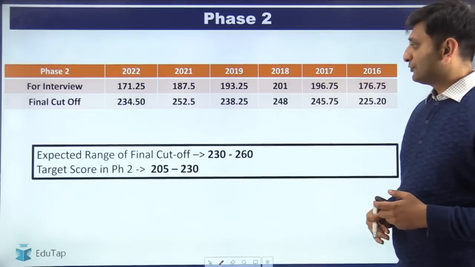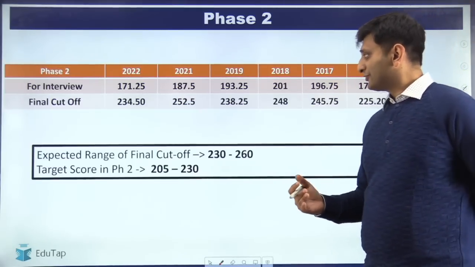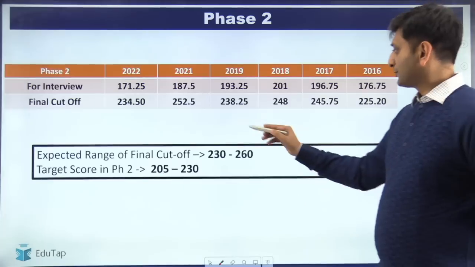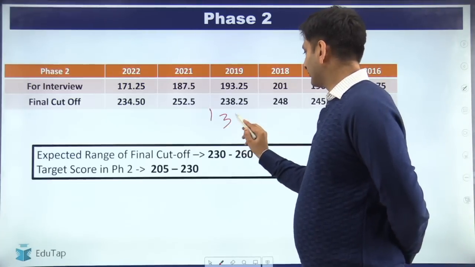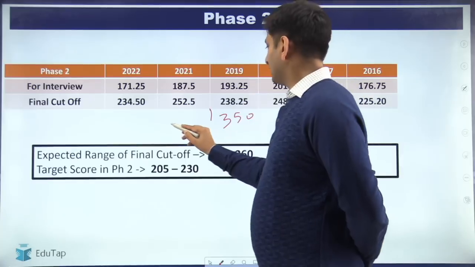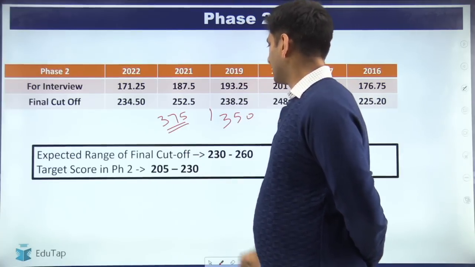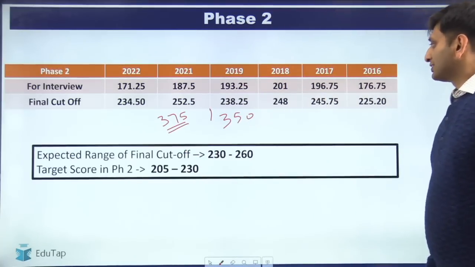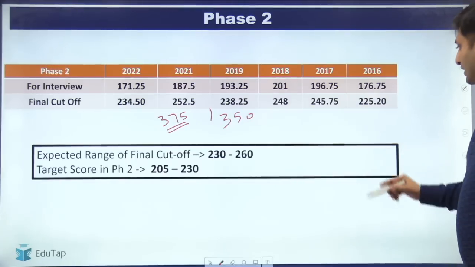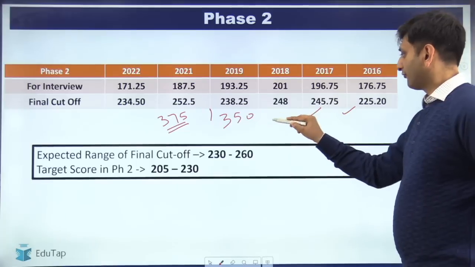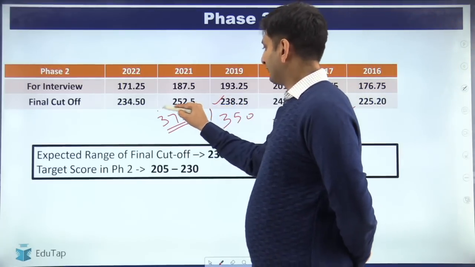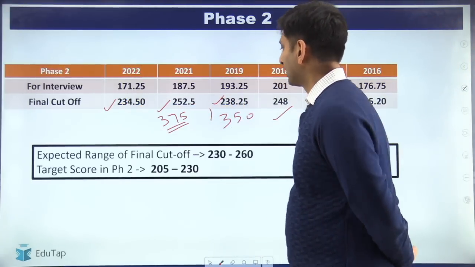Now coming to phase two. Again, if you see the cutoffs, till here the paper was of 350 marks because the interview was of 50, and then it became of 375 marks because the interview weightage was increased. Now here you can see again the cutoffs are varying: 225, 245, 248, then 238, then 252, then 234.